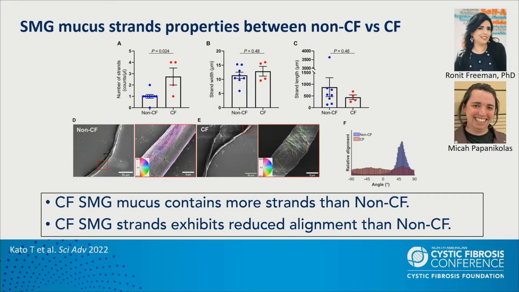Then we were interested in the difference of the gland mucus strand between non-CF and CF, and presumably reflecting the higher concentration in gland mucus, we observed a higher number of mucus strands in CF gland mucus. And interestingly, we did not see a statistical difference in strand width and length. One interesting thing is that we observed a relatively homogeneous alignment in the non-CF gland mucus strand, but this alignment was totally lost in CF mucus strand. This organization may reflect the limitation of the submucosal gland fluid flow in CF.